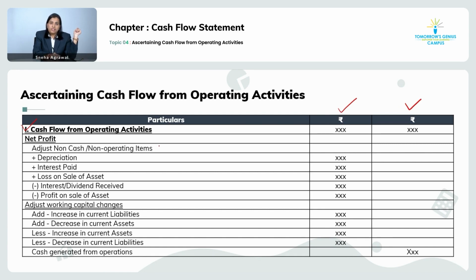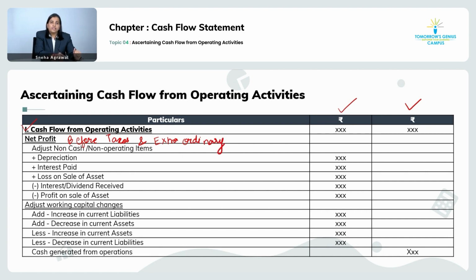Okay, outer column and inner column. So let's understand the format for cash flow from the operating activity. It starts with net profit. Which net profit? It should be before taxes. And another thing which we have studied was extraordinary items.